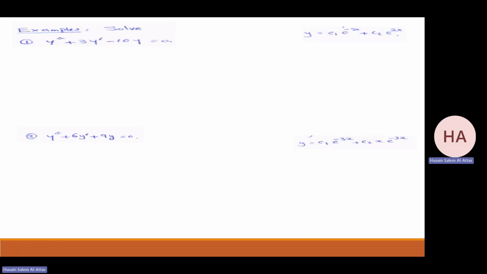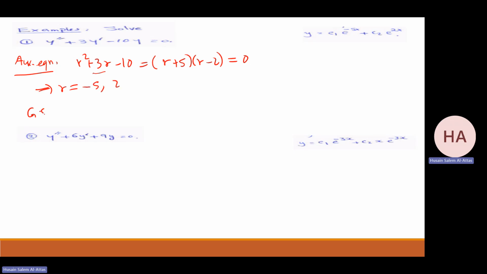Okay, solve this. I think it's an easy one. I need the auxiliary equation, which will be r squared plus 3r minus 10, which I can factor. It's r plus 5 times r minus 2. Is it 5r minus 2r, 3r? 5 times minus 2 is minus 10, so it's correct. So r will be minus 5 and 2 as the general solution.